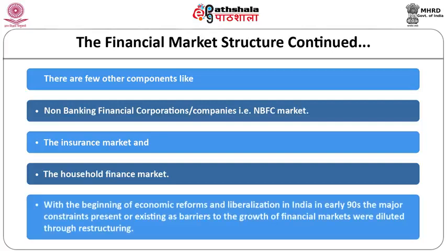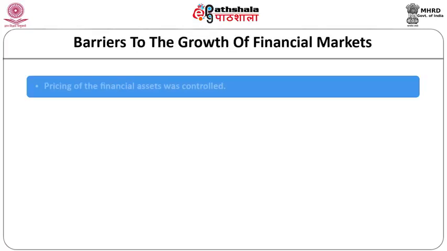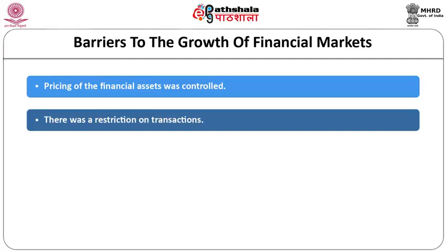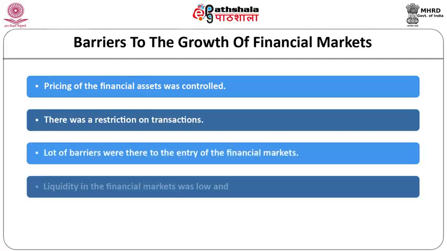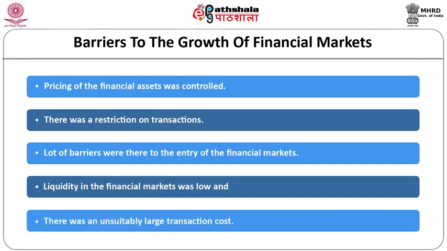With the beginning of economic reforms and liberalization in the early 90s, the major constraints existing as barriers to the growth of the financial market were diluted through restructuring. The barriers were: pricing of the financial assets was controlled, there was restriction on transactions, a lot of barriers were there to entry of the financial market, liquidity in the financial market was low, and there was unsuitably large transaction cost.